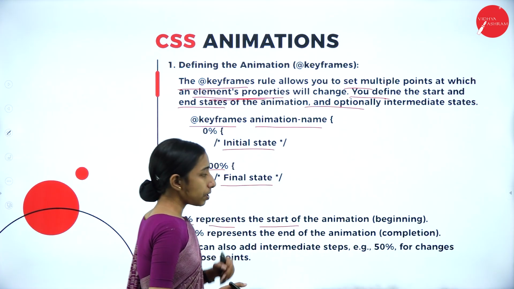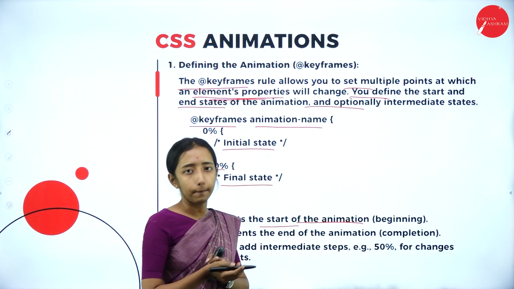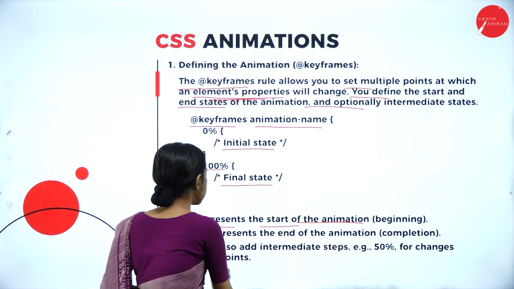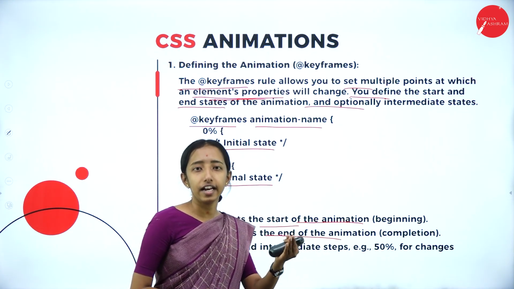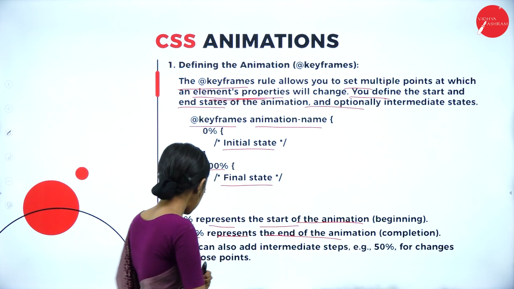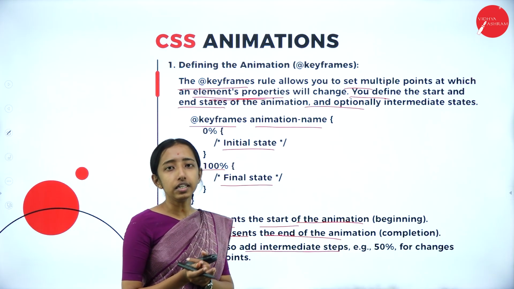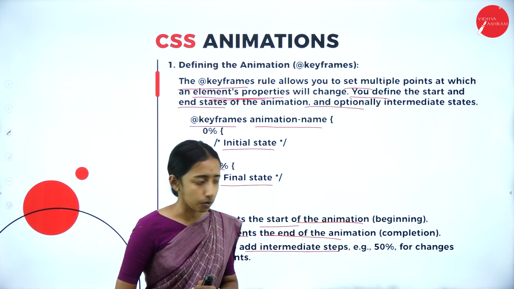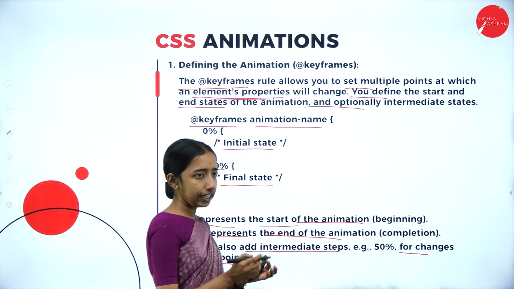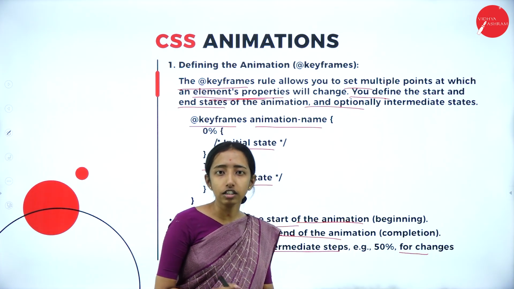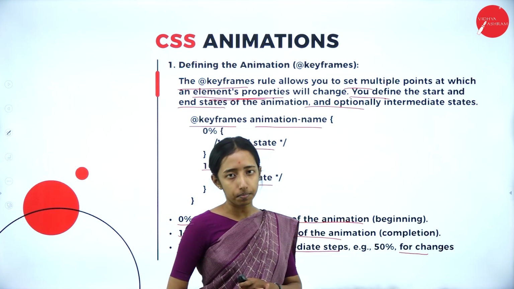So 0% represents the start state of the animation, means the beginning, and 100% represents the end of the animation, means it is completed. You can also add an intermediate step. So in the middle we can have 50% also. Any changes that you need from the start to the end, we can add in the middle, that is the 50%.